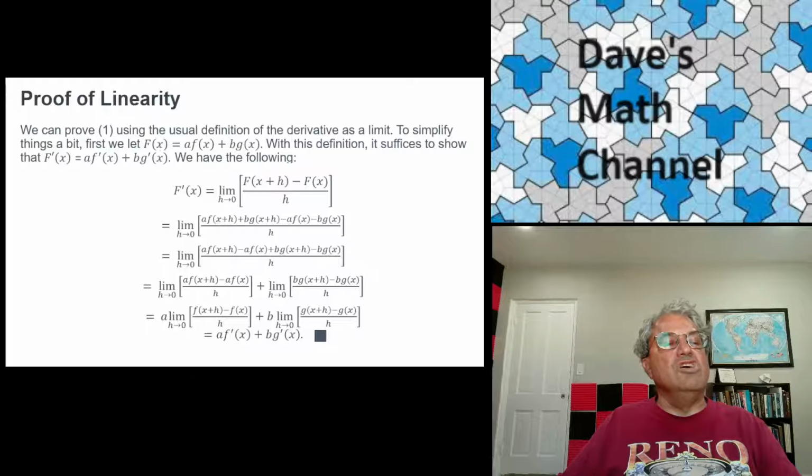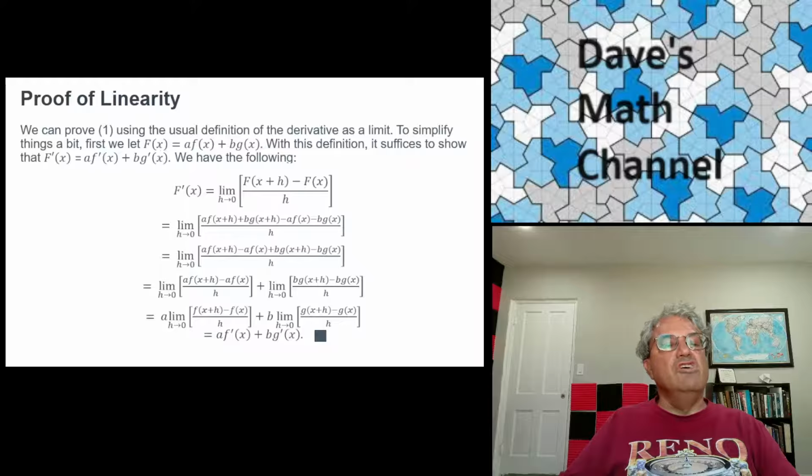But anyway, if you assume all that, then in the fifth line, we got a times the limit of f of x plus h minus f of x all over h. But notice that this limit now is nothing but the definition of the derivative of f. So that's f prime of x. So now on the sixth line, the first term is just a f prime of x by exactly the same reasoning. The term on the right is b g prime of x. And now we're done, because we proved what we wanted.